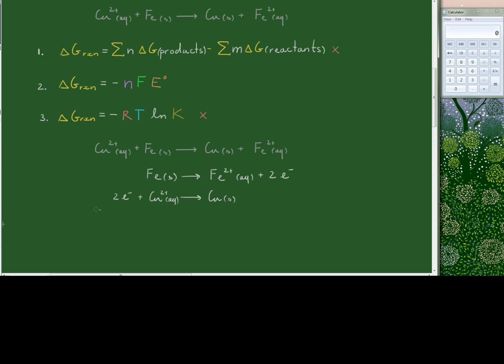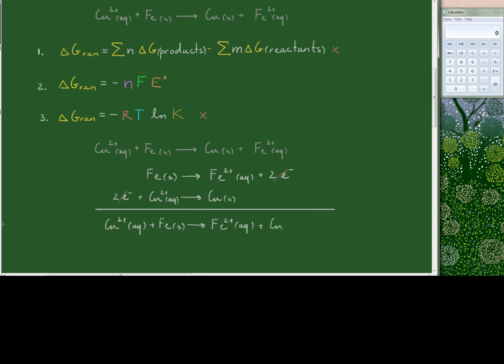Fantastic. Now I can see that these 2 electrons will cancel out, and if I sum up these 2 half reactions, I will get my starting reaction equation. Now you may wonder, why the bloody hell did I do this? What was the point? I seem to be going in circles. And to a certain extent, yes I am.